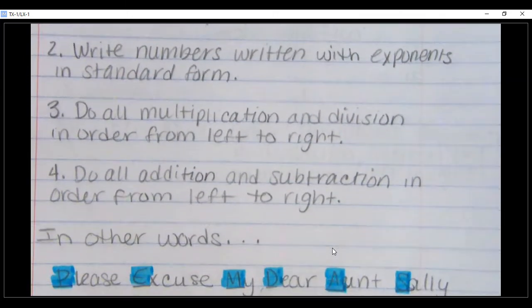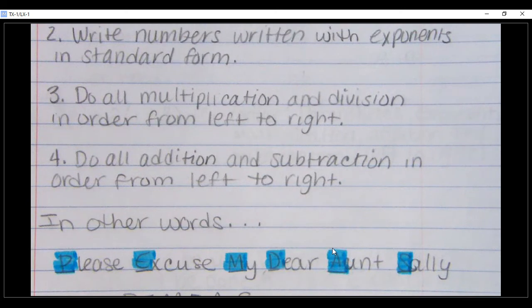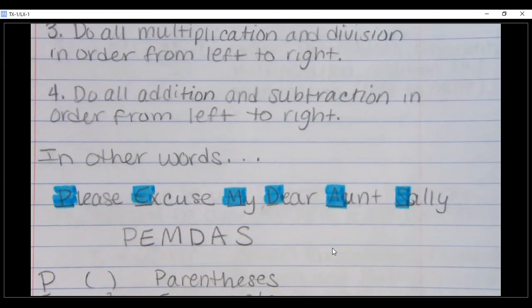Step 3 is to do all multiplication and division in order from left to right. When you're doing a problem, just like when you're reading, you need to start from the left and move to the right. So if there's both multiplication and division, you just start with the left and move all the way to the right, doing the calculations in that order. And finally, it's addition and subtraction from left to right again. Whatever addition and subtraction you have in the problem should be last, and you should complete them starting with the problem on the left and moving to the right.